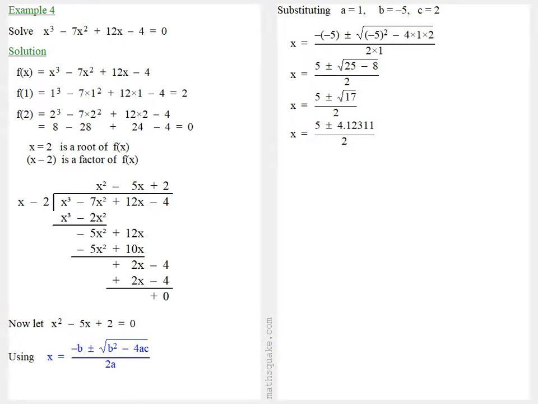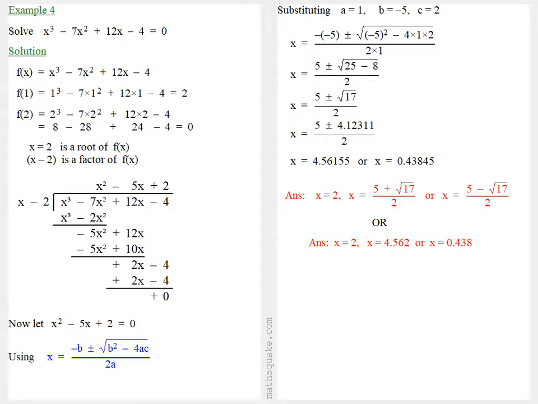X is equal to 5 plus or minus 4.12311 all over 2. So x is equal to 4.56155, or x equals 0.43845. So our final answer is x is equal to 2, and x is equal to 5 plus root 17 all over 2, or x is equal to 5 minus root 17 over 2. Or we could write that in numbers, x equals 2, or x equals 4.562, or x equals 0.438.